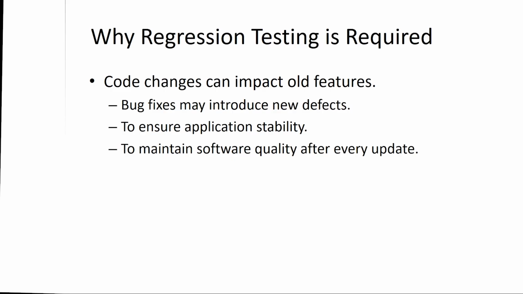Why is regression testing required? Regression testing is required because even a small code change can affect other parts of the system. Regression testing is used to ensure bug fixes do not create new bugs. It is used to maintain software stability after every release. Because modern applications are interconnected, one change can impact many modules.